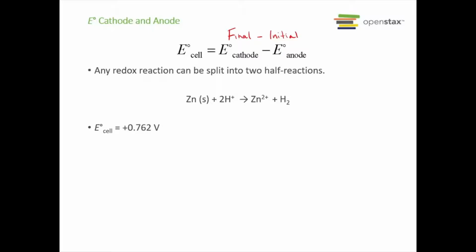And then, like we already know, any redox reaction can be split into 2 half reactions. So we can look at those half reactions and then the potential for each one. So for instance, this half reaction of zinc solid going to Zn2+ has a standard potential of positive 0.762 volts.